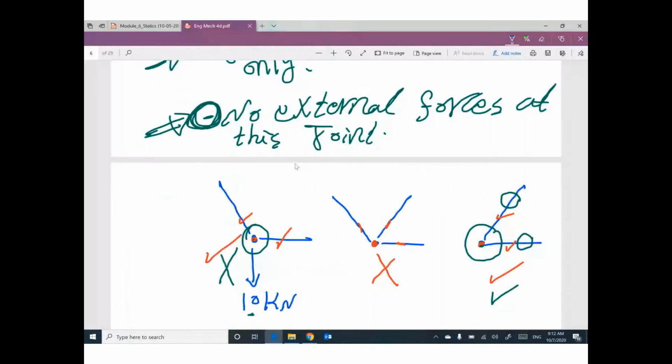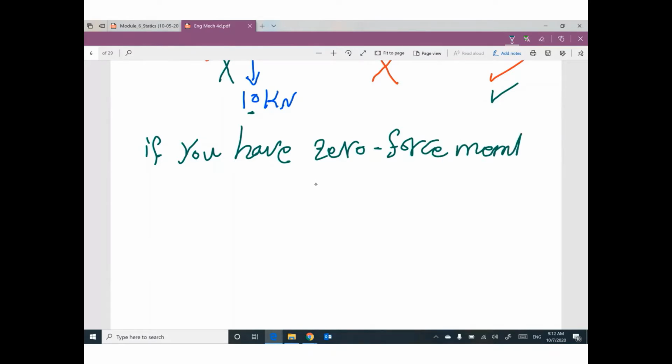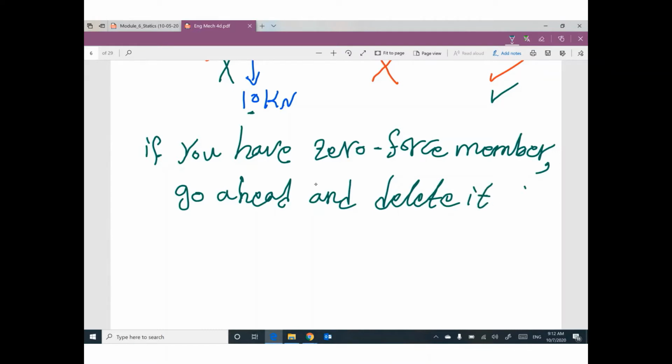Guys, if you have a zero force member, if you have one member with zero force, go ahead and delete it from the truss. It's nothing. It cannot affect the structure because it's zero. So the question is, why are we putting this member in the truss?